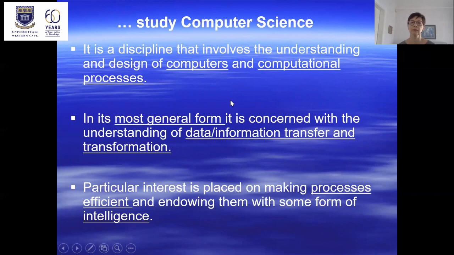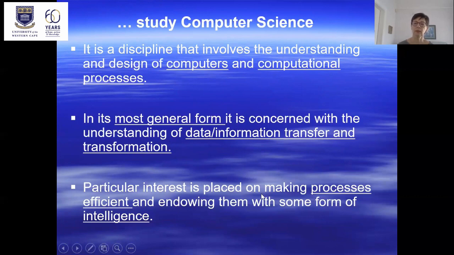So where does that start? It starts by studying computer science. I'll first tell you a little bit more about computer science. AI can be seen as one topic that is covered in a computer science degree course, so you need to understand what the rest of the course will involve. It involves the understanding and design of computers and computer programs, that is, the computational processes. In its most basic description, computer science is concerned with the understanding of data or information and how to transfer that information and also transform it so it becomes usable.